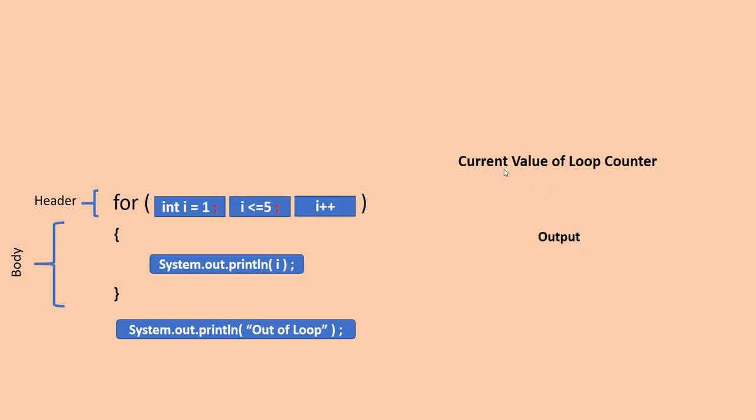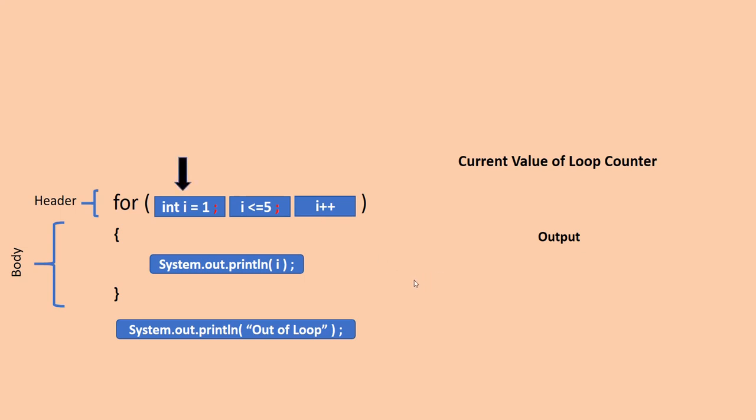Here I will be showing the current value of the loop counter, and here I will be showing the output of the statement which is in the body of the for loop. So this for loop gives an initial value of 1 to the loop counter I, and then it will run as long as I is less than or equal to 5, and it will increment I by 1 in each iteration. So let us start this animation.